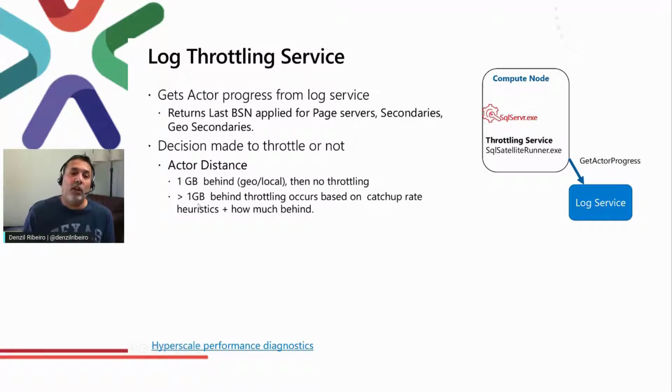And how much we throttle is based on a more complex set of heuristics, and because we are changing some of those, I'm not going to give you the exact rates. But it depends on how soon we are catching up, because we get this snapshot every 30 seconds, just like virtual file stats. The compute throttling service does a diff of the snapshots and knows the catch-up rate of each of these actors, and you know how far behind you are. Based on those two things, we decide whether to throttle the log generation rate on the primary.